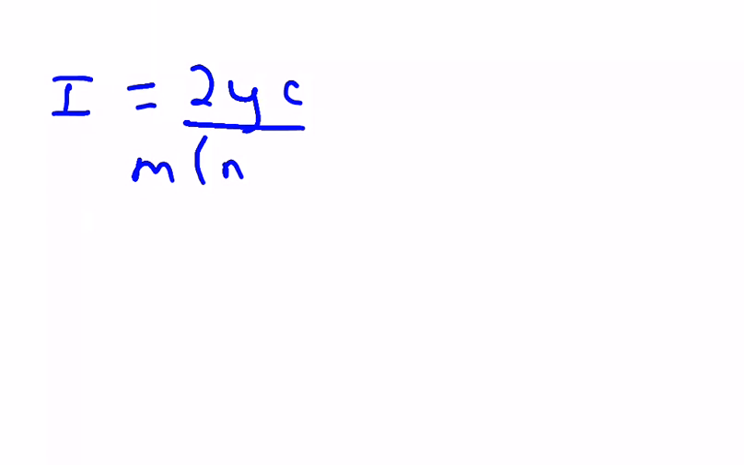We can look at the APR as a formula as well. So the formula they give you is I equals 2YC over M times N plus 1. Now there's a lot of variables in here, so we need to know what each one means. So I equals interest.